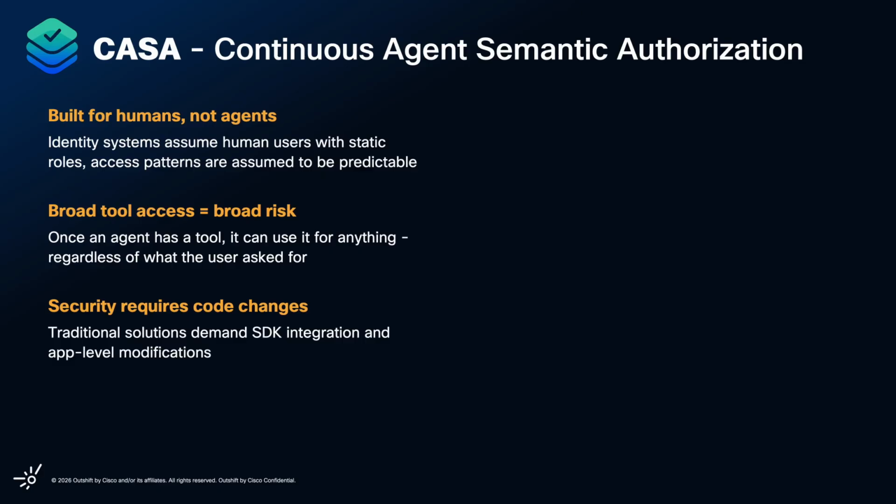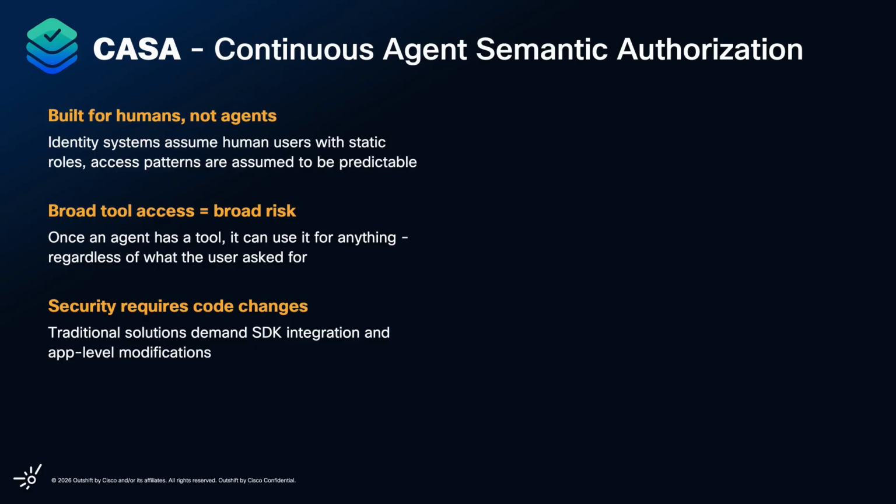The second problem is that once an agent has access to any given tool, it can use that tool for anything, regardless of what the user actually asked for. This means that a single compromised or misbehaving agent can misuse any tool that it has been granted access to, creating a broad and difficult-to-contain risk surface.